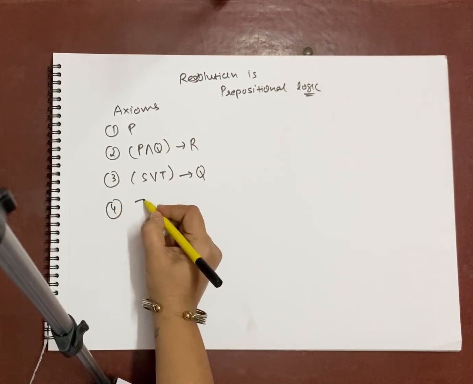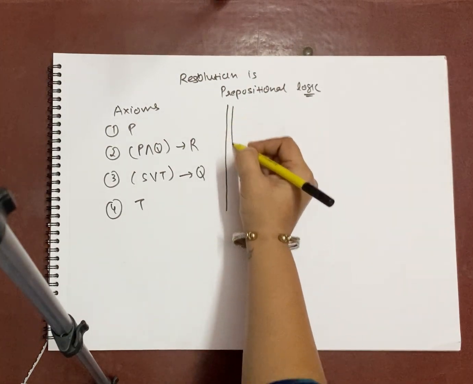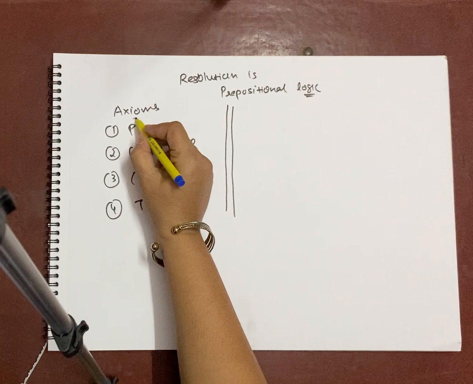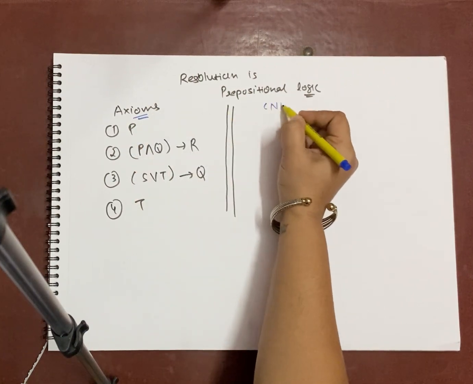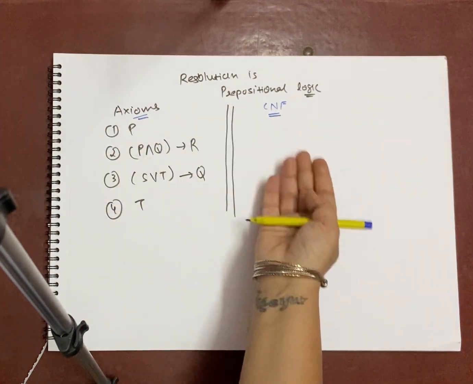And the fourth one says T. Okay. Now what we have to do? We have to convert these propositional axioms to appropriate CNF form first of all. So what we have to do is convert these axioms to conjunctive normal form. So see, even if we are using propositional logic, the steps we are going to follow remain the same.